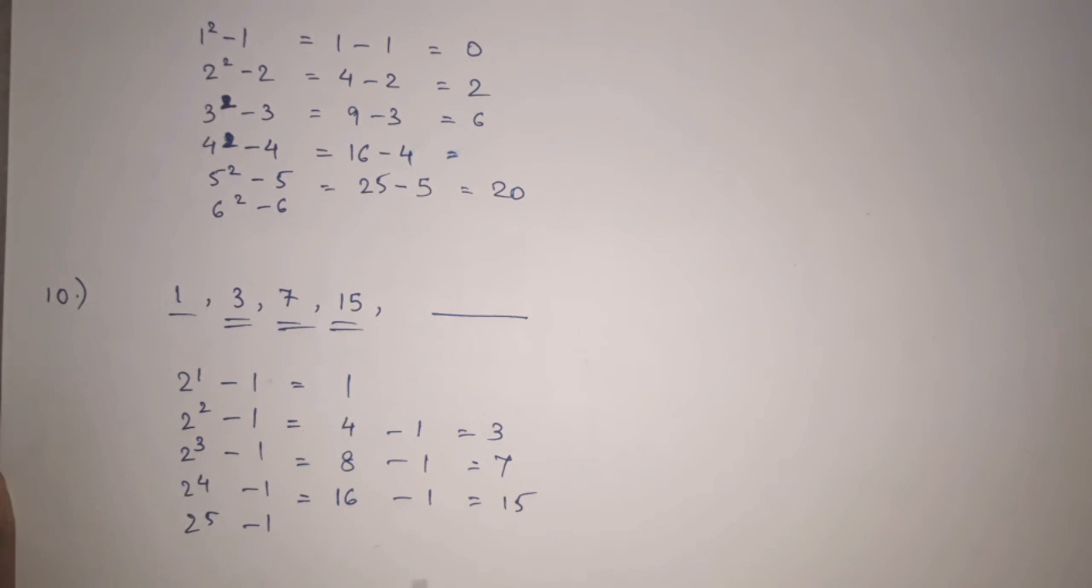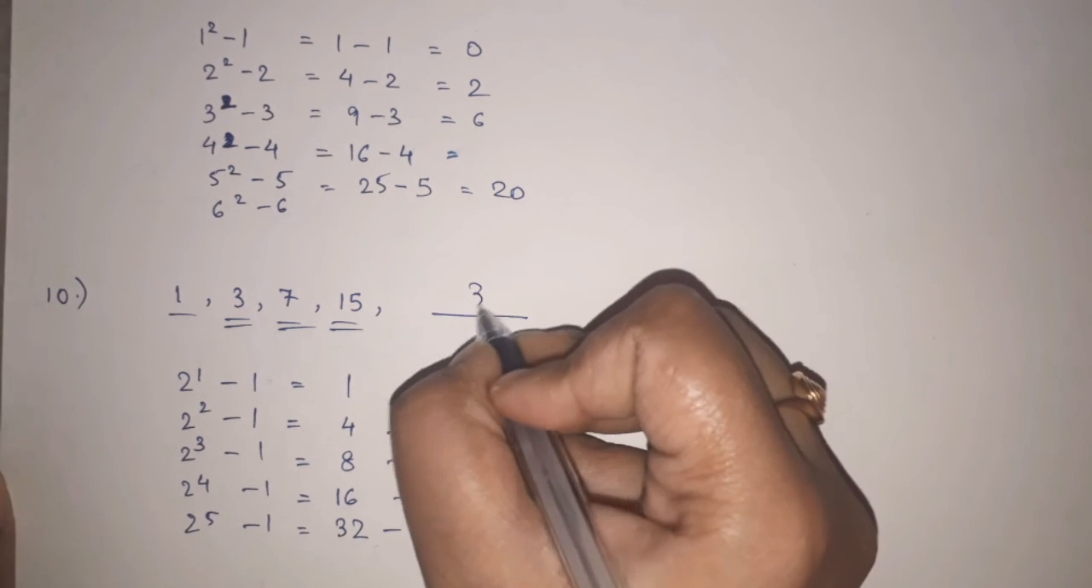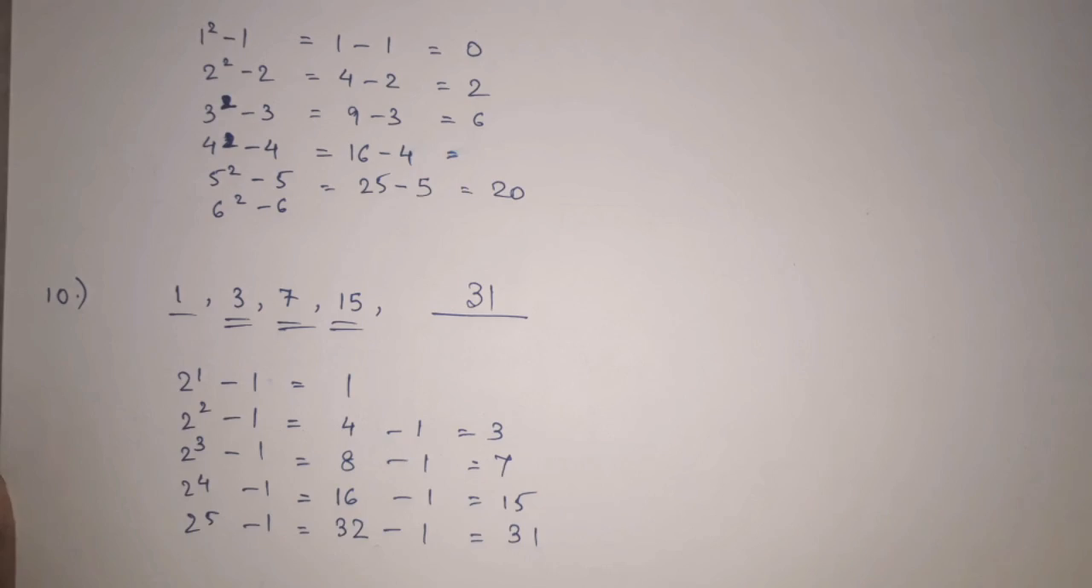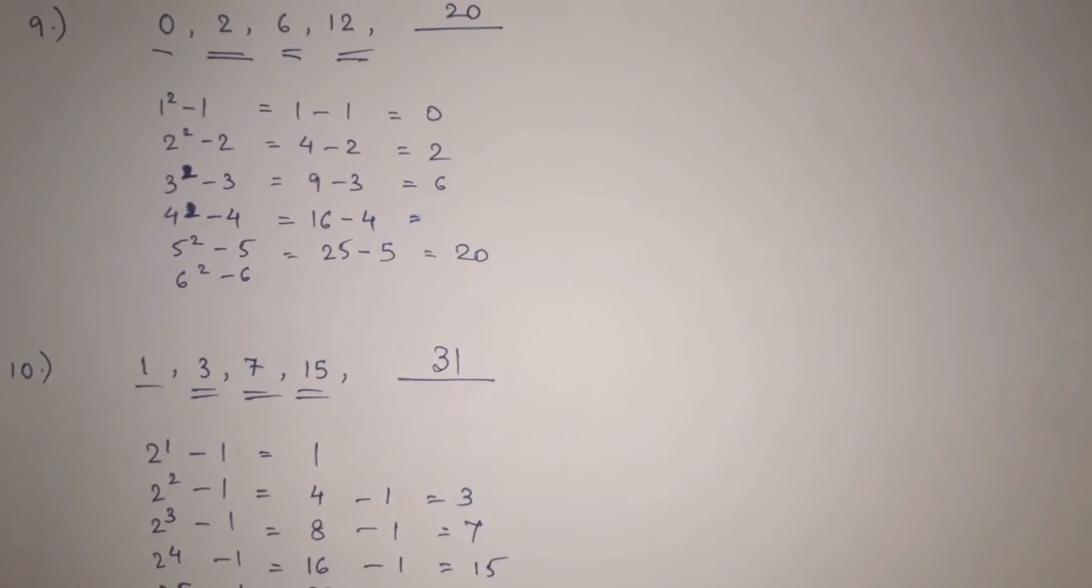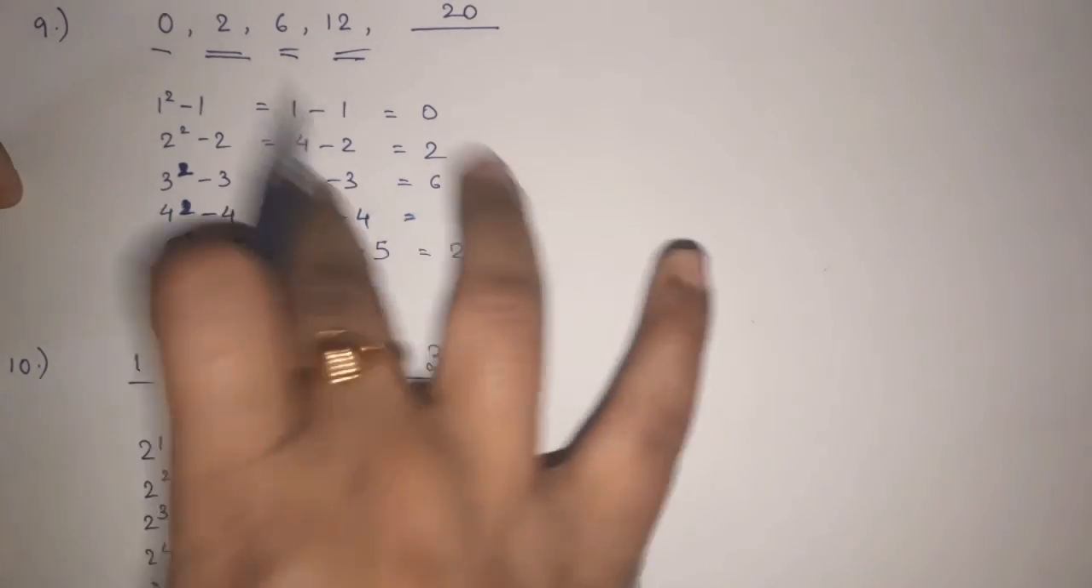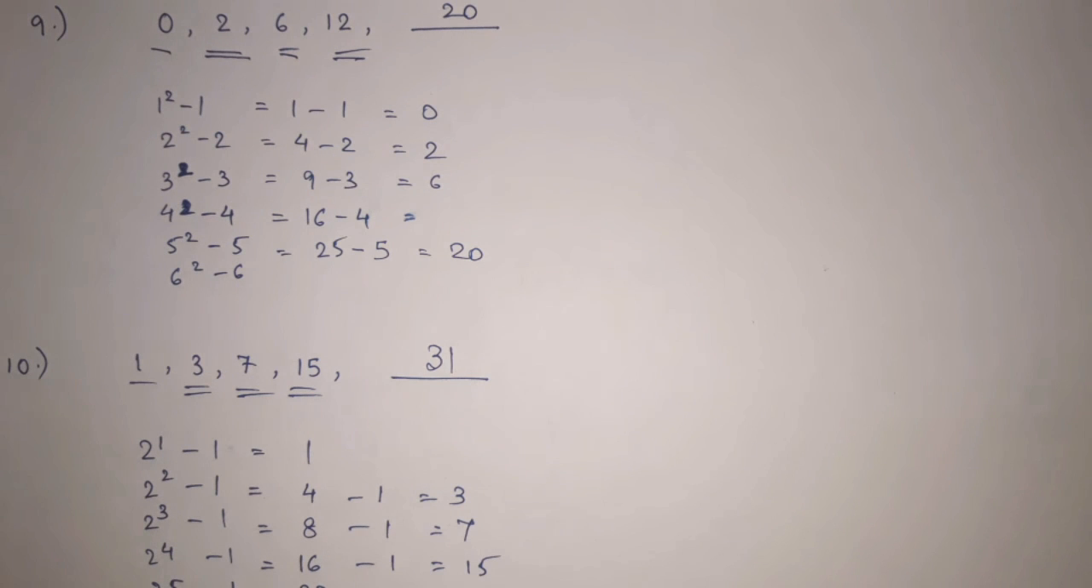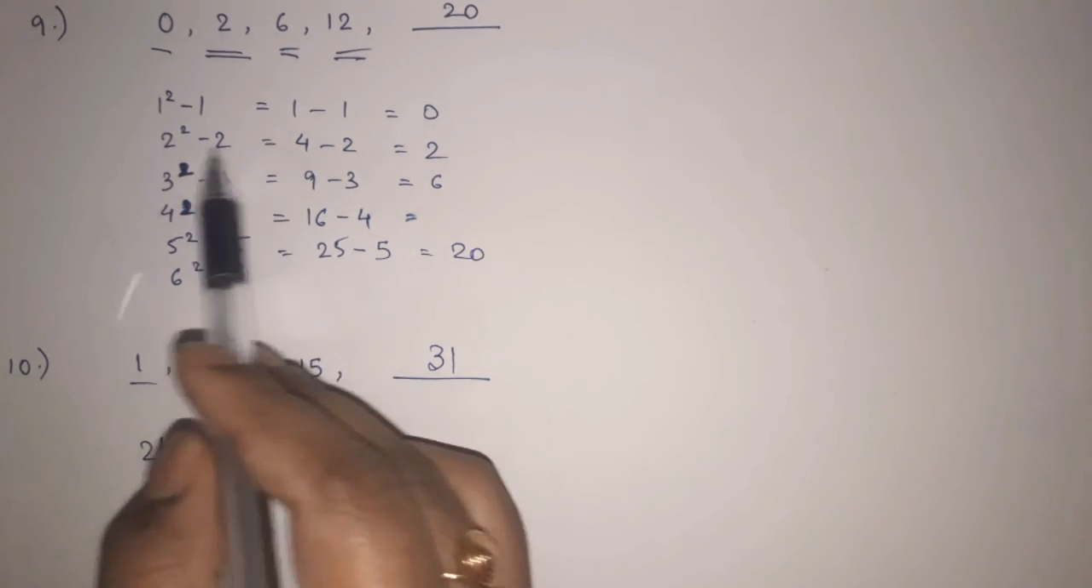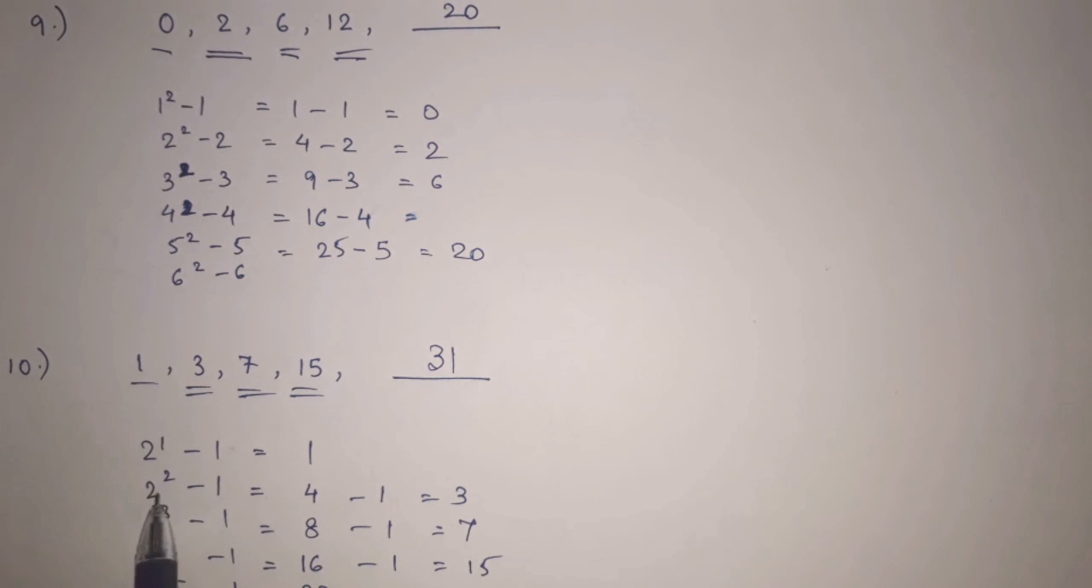Now, what will be the blank? 2 raised to 5 is 16 into 2, that is 32, minus 1 will give us 31. So the number that should come in this blank is 31. Fine. These examples are considered comparatively easy series and sequences. 1 square minus 1, 2 square minus 2, like that, or 2 raised to 1 minus 1, 2 raised to 2 minus 1, 2 raised to 3 minus 1, 2 raised to 4 minus 1, like this.